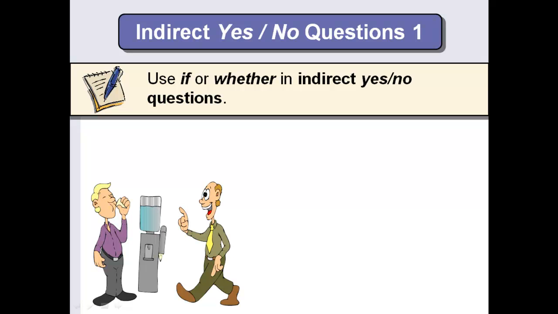And we're going to use if or whether. So we're going to ask a question indirectly. For example, could you ask Sophia if she's free on Friday? Or another way could be, could you ask Sophia whether she's free on Friday?